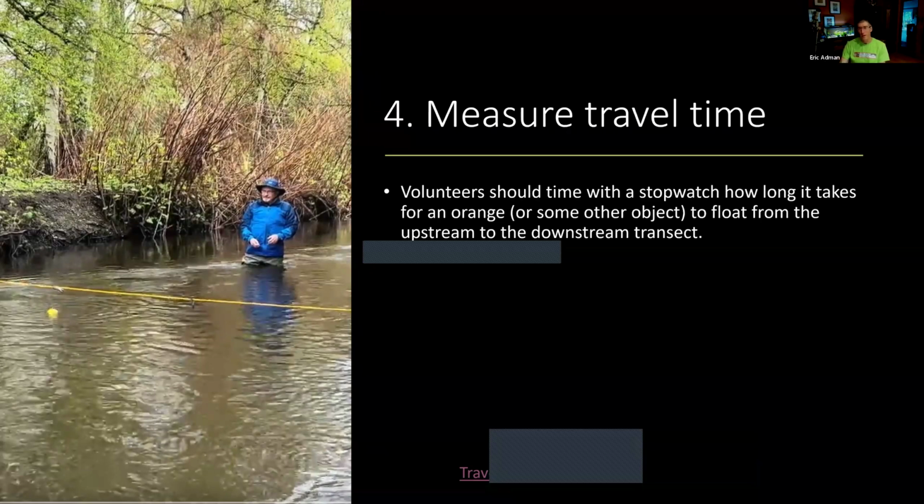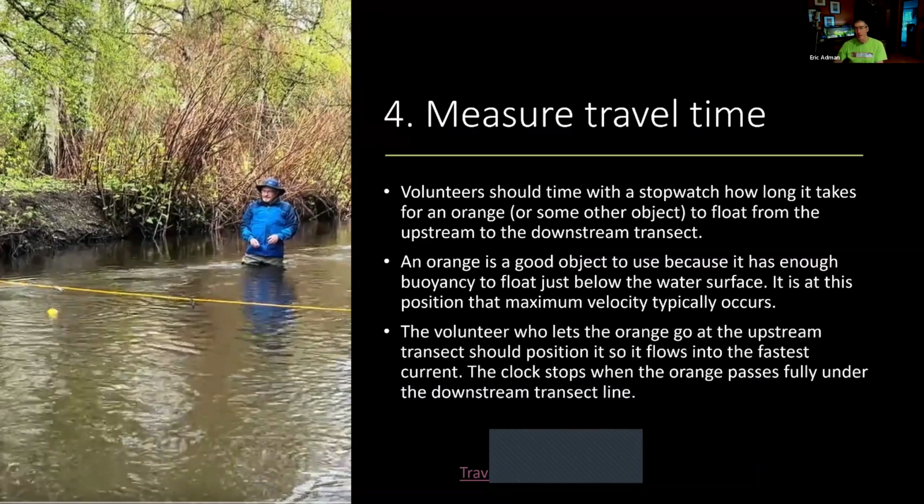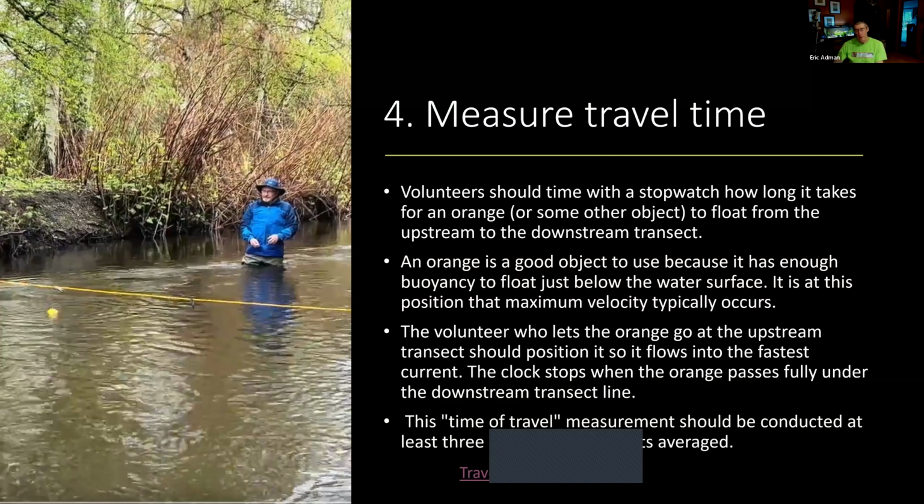All right, so with a stopwatch, you basically time how long it takes for the orange or your other object of choice to float from the upstream to the downstream. Like I mentioned, an orange is a good object to use. The other thing to keep in mind is you want to have it in the main section of the current. You start the time when it passes under the first transect and stop it when it passes under the downstream. And you want to do this 3 times and you'll average your results.